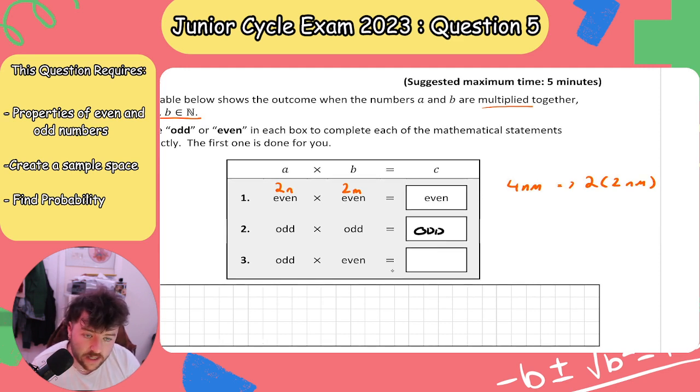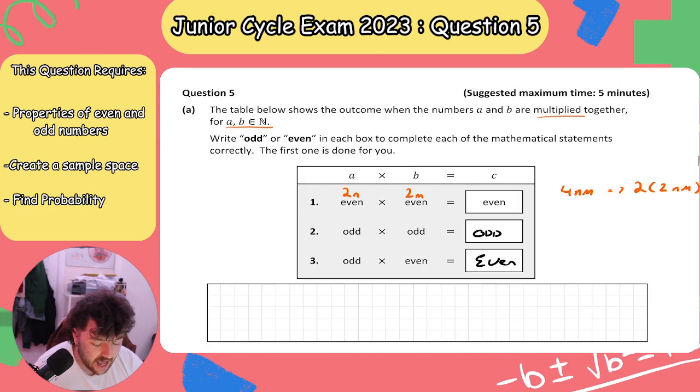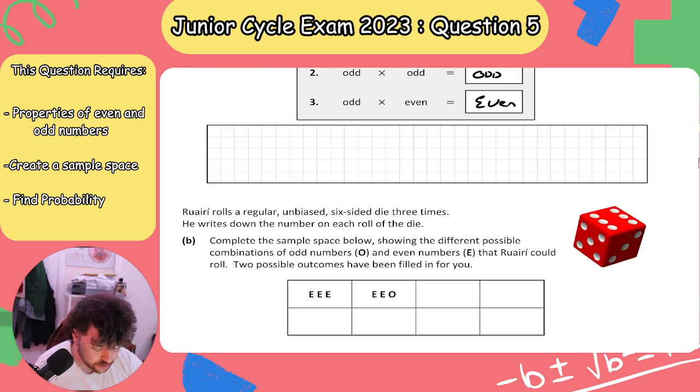Now, what about odd times even? Well, an odd number times an even number. Let's test it out using values. 3 times 2 equals 6. That's even. Let's try 5 times 4. That's 20, which is even. So even just by trial and error, we can realize odd times even is an even number. The general rule is that a product involving an even number is always an even number, because it will always have 2 divisible into it. So there you go, that question is done.